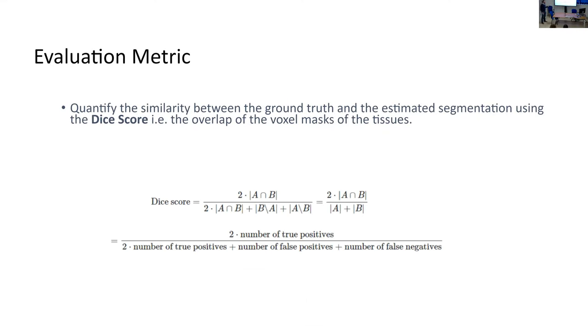Okay, this is formally the expression of the Dice score, that is two times the intersection over the union of the ground truth mask and the tissue mask.